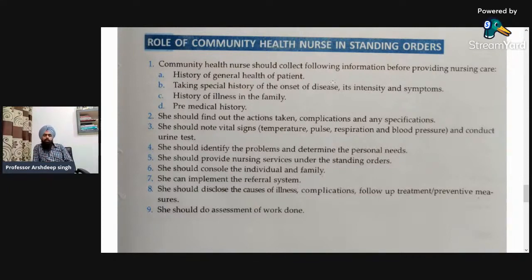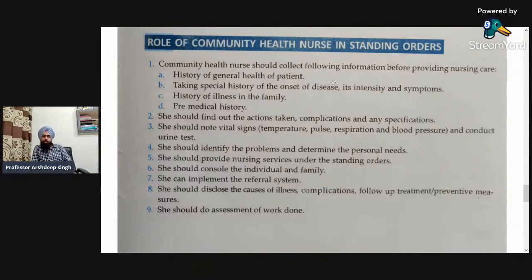So what is the role of the community health nurse? That is an important topic. That is the last topic for today's lecture, and also the last lecture on minor ailments. First of all, the community health nurse should collect the following information before providing nursing care. For each of the minor ailments, this information must be collected by the nurse.